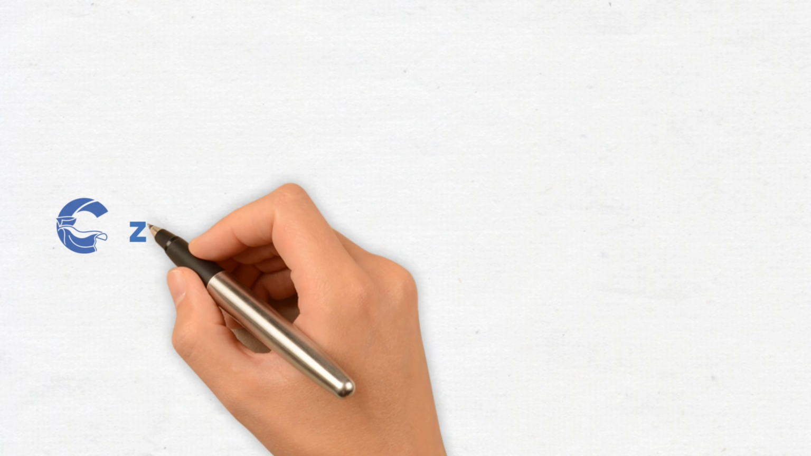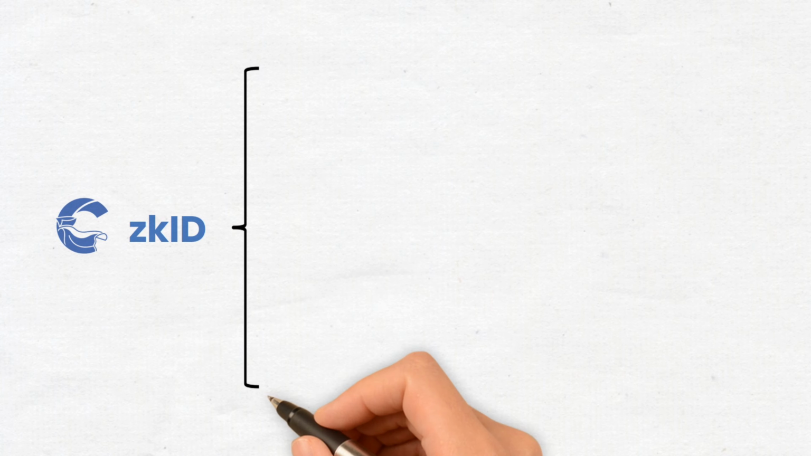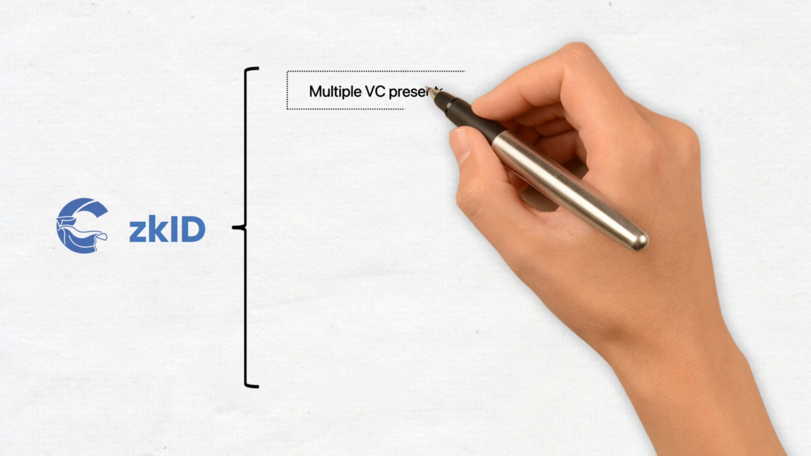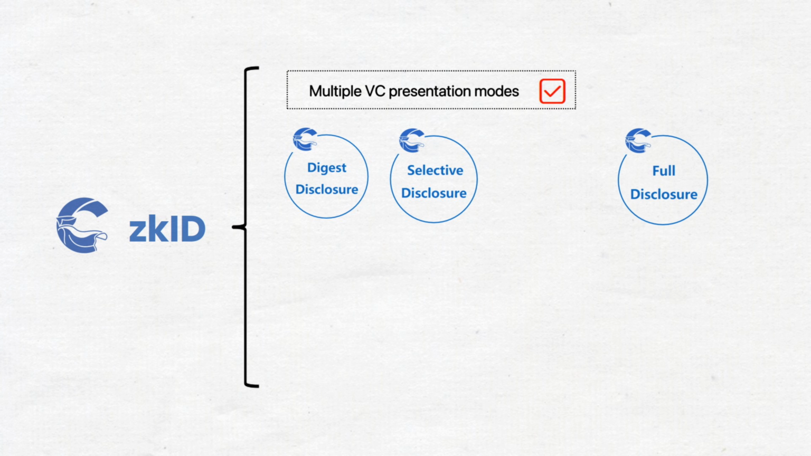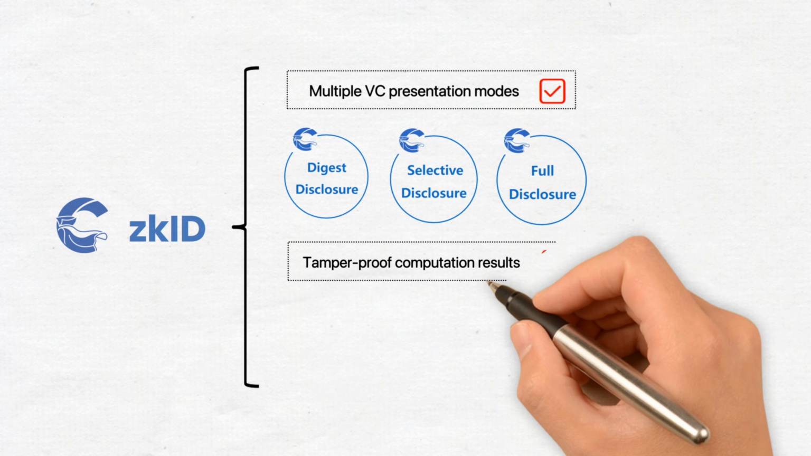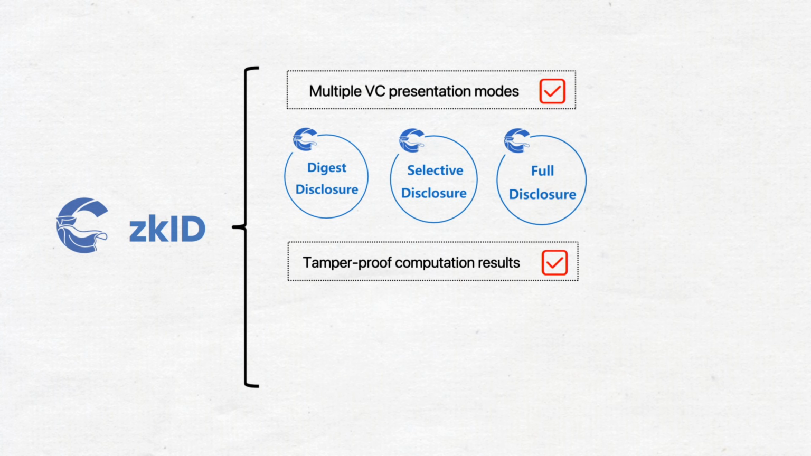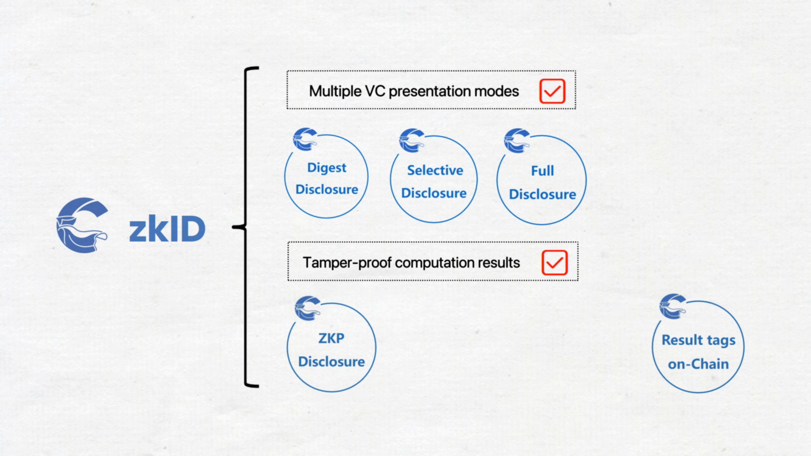zCloak Network's zk and DID product, zkID, brings data sovereignty back to user and provides complete privacy protection. Multiple optional VC presentation modes, including digest disclosure, selective disclosure, full-text disclosure, and tamper-proof computation results, which is zero-knowledge proof plus classified ZKP results tagging to be put on-chain.